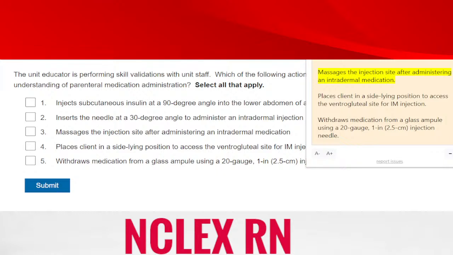Massages the injection site after administering an intradermal medication. Places client in a side-lying position to access the ventrogluteal site for IM injection. Withdraws medication from a glass ampoule using a 20-gauge, 1 and 2.5 centimeters injection needle.